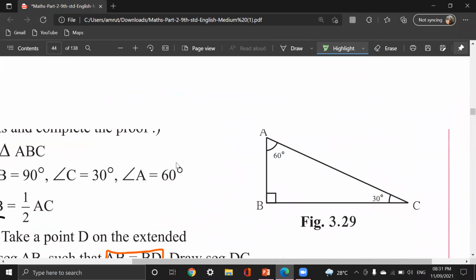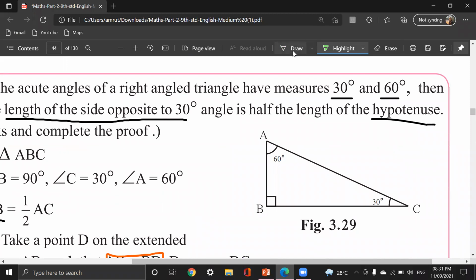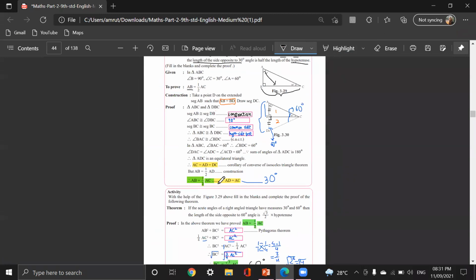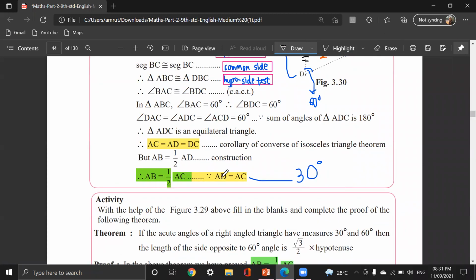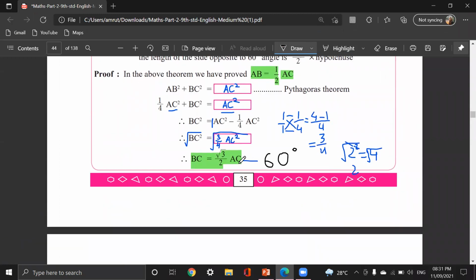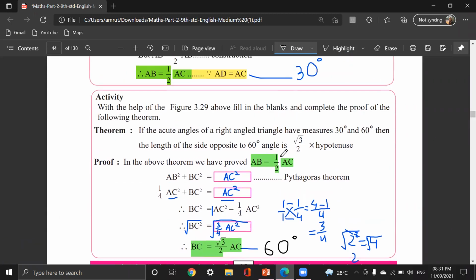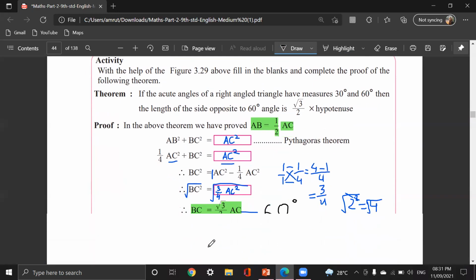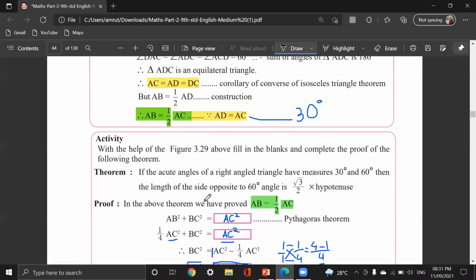You can also test it. Opposite to 60 degree, if you want to see, this was 60 degree, so we'll go opposite. So this is the side which was BC, is root 3 upon 2 of AC. AC means hypotenuse. So these are the two highlights which I have done. AB is half of AC, that is for 30 degree, and BC is root 3 by 2 times AC, that is for 60 degree. Sides which are opposite to 30 and 60 degree. Okay, so these two formulas you have to keep in your mind, because we are going to use them to solve the sums.